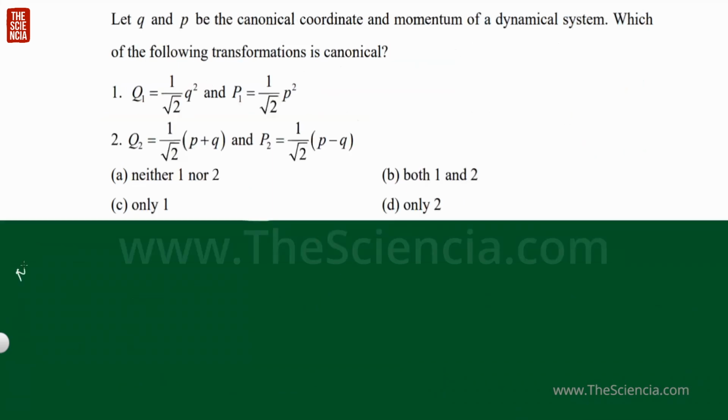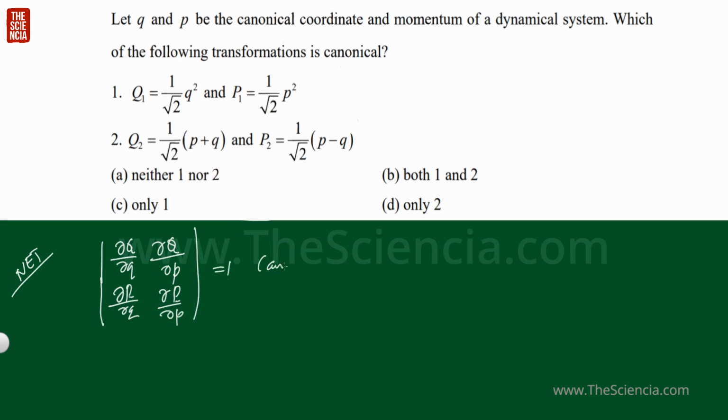This one is another NET question. So the question is to find out which one of the following transformations is canonical. So Q1 P1 is given, Q2 P2 is given, and we have to find out the Poisson bracket, right? That is ∂Q/∂q, ∂Q/∂p, and ∂P/∂q, and ∂P/∂p, right? If it is equal to 1, then it will be canonical.